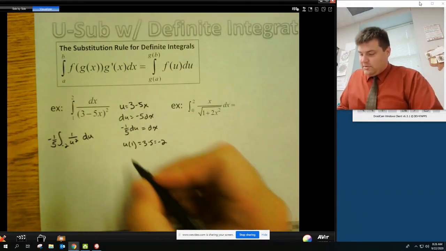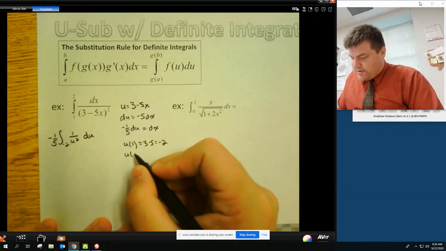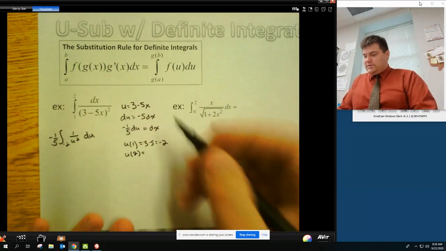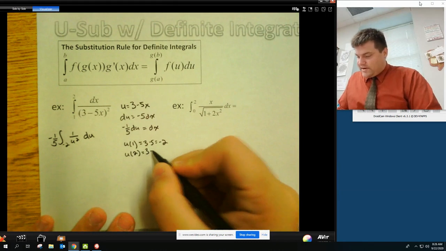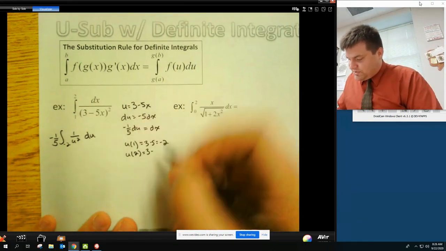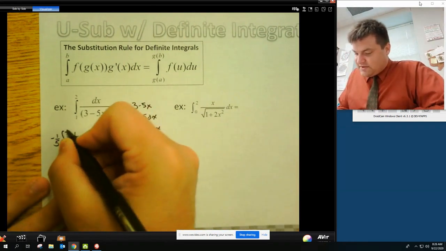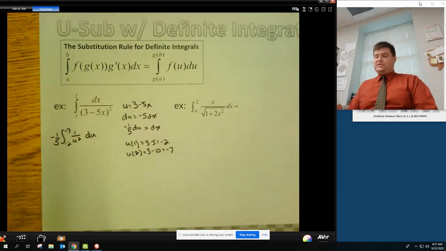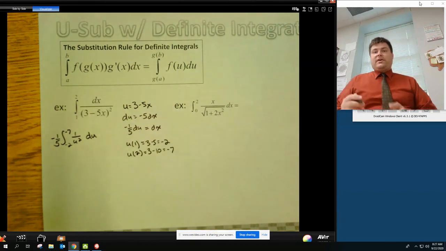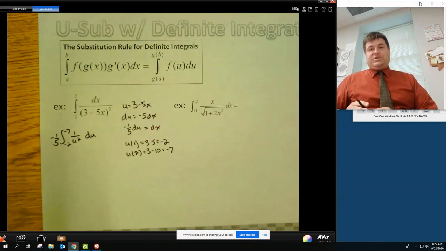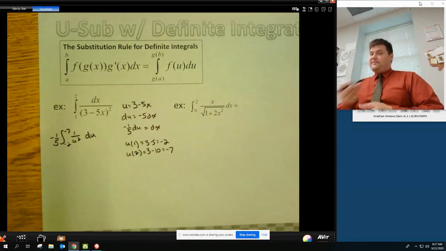And then u of 2 is going to be 3 minus 5 times 2, which is 10, which is negative 7. So I'm going to get negative 7. So these are my new bounds. If you notice, my lower bound is actually a larger number. You're totally allowed to flip it.